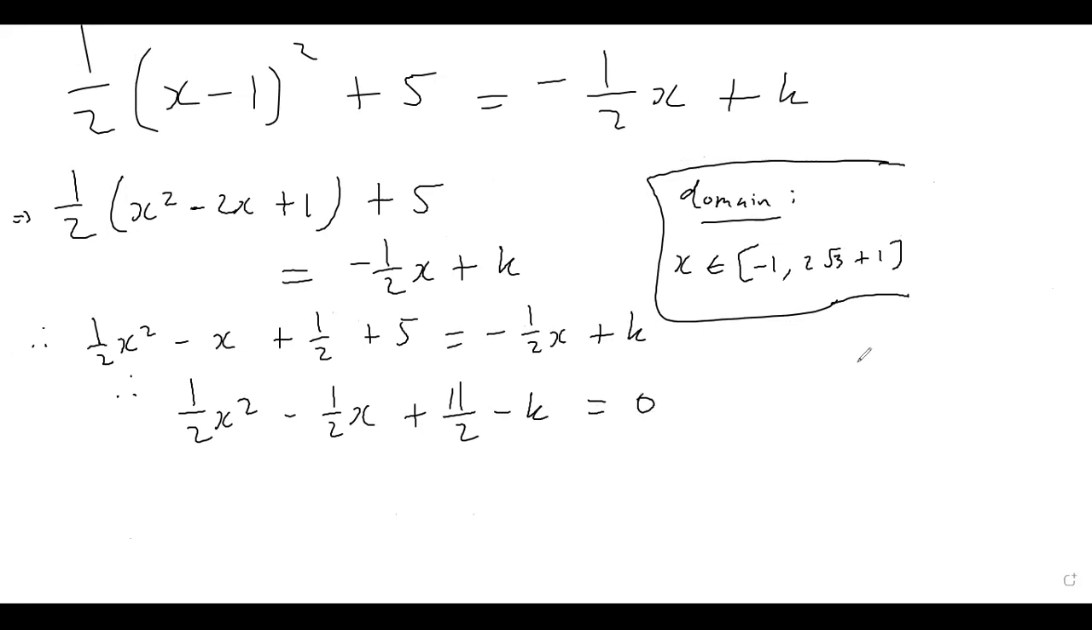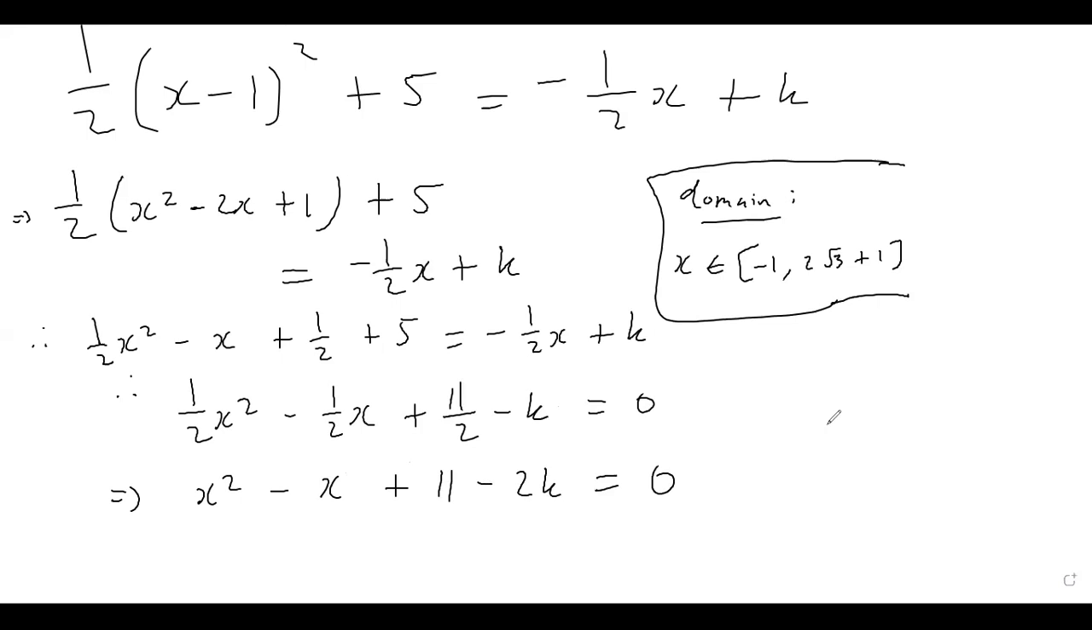Okay, so we've got this quadratic. In fact, I'm just going to times everything by 2 to get rid of these fractions, just to make the equation look a bit nicer. So we've got x squared minus x plus 11 minus 2k, because we've got to times that by 2 as well, and that's equal to 0.